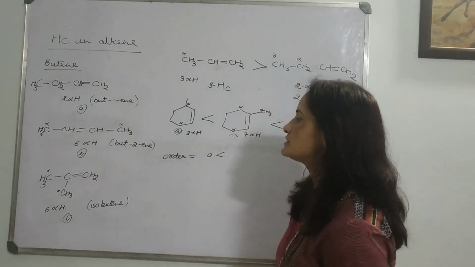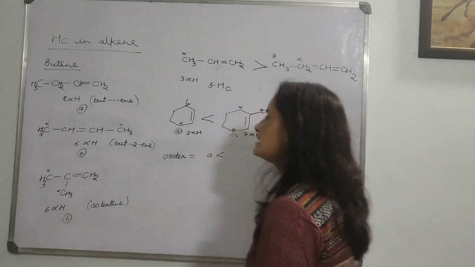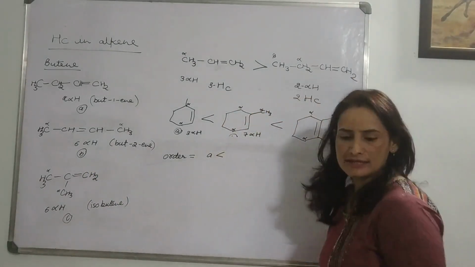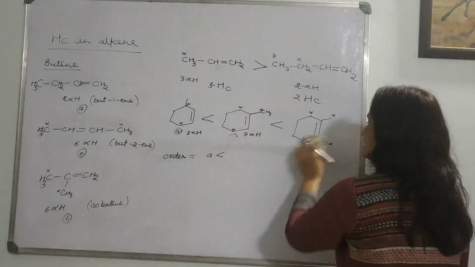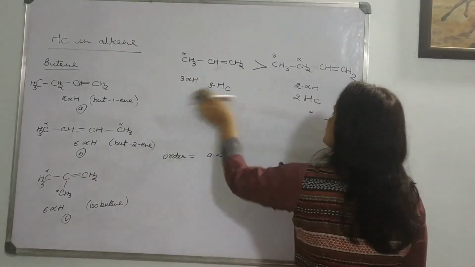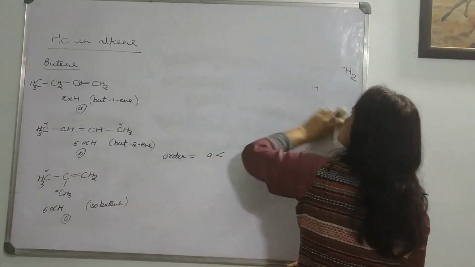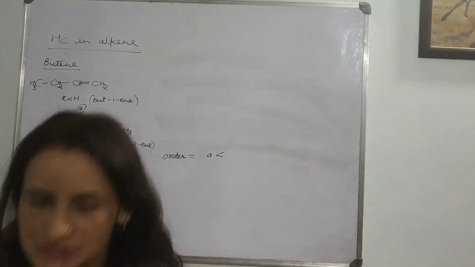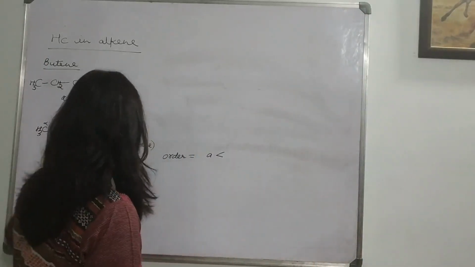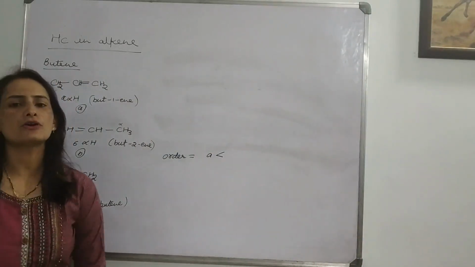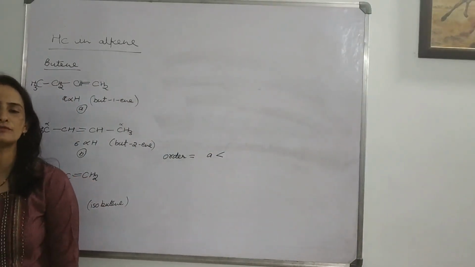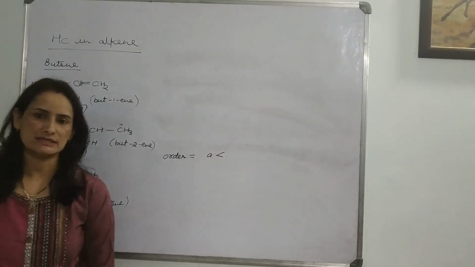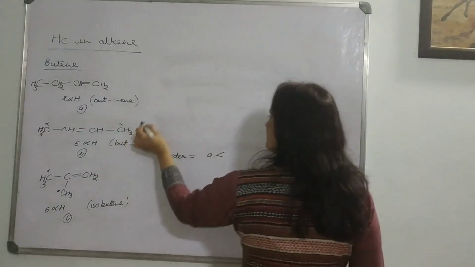But how do we find the stability order of B and C? If you want to check the stability in that case, you need to check their hyperconjugative structures in detail. Now I am drawing the hyperconjugative structures of these two, and you can compare their stability and check which one is more stable, because the number of alpha hydrogens in both is the same. So first I am drawing for this one.